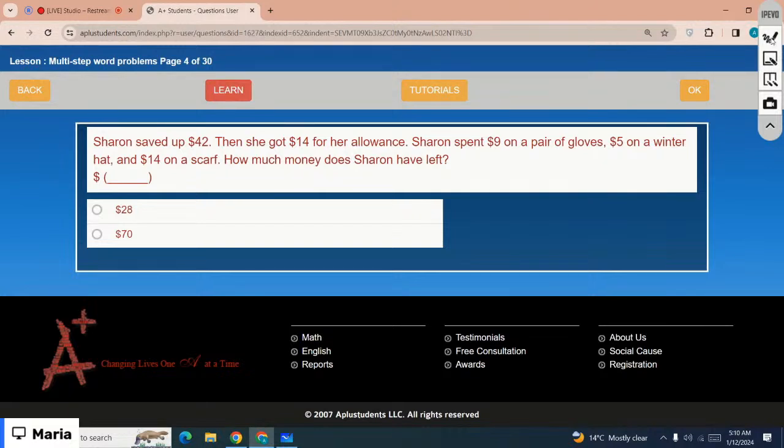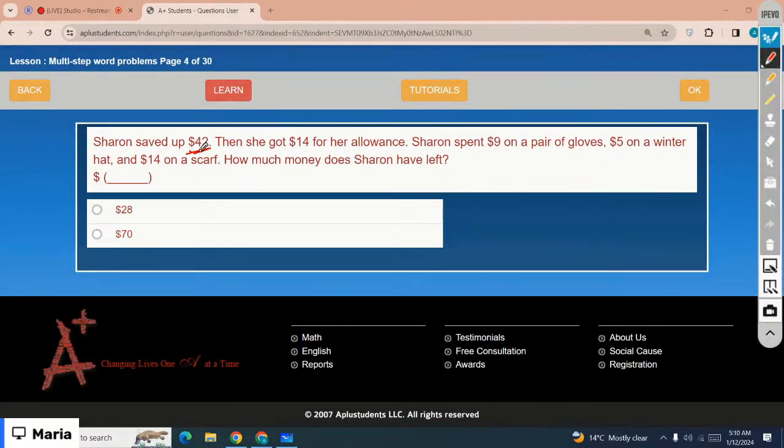You have to calculate how much money she has left, right? So she has $42 in savings and she got $14 for her allowance, right? So the total money she has is 14 plus 42, that is $56, right? That is $56 she has. Now the money she spent is $9 on the pair of gloves, $5 on the winter hat and $14 on the scarf. So 9 plus 5 is 14, and 14 plus 14 is $28 she spent, right?